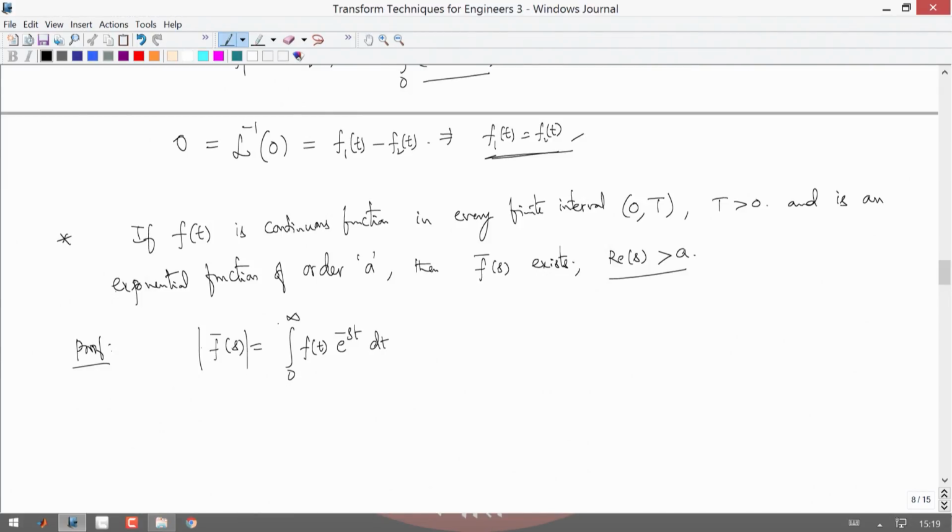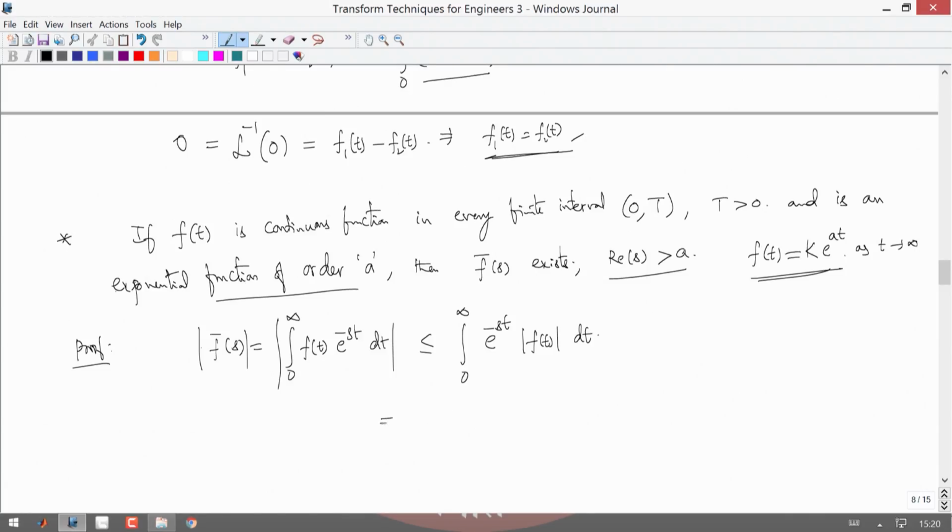So, if you take the modulus of this, it will be less than or equal to the integral from 0 to infinity of e power minus st, that is a positive quantity, and for the time being assume that s is real. For real values, this will simply be e power minus st into the modulus of f of t dt. Now, f of t at infinity, once this is an exponential function of order a, is basically some constant times e power a t, that is how it looks at higher values. Actually this is true as t goes to infinity.